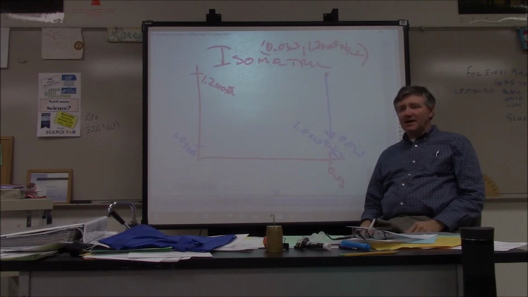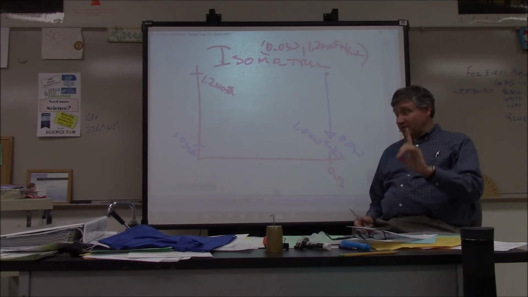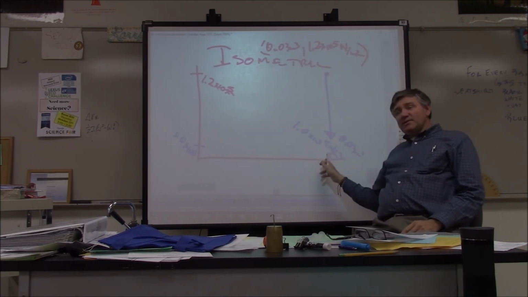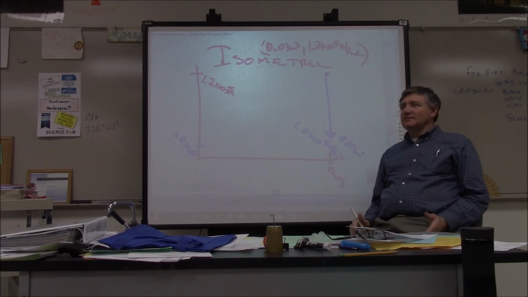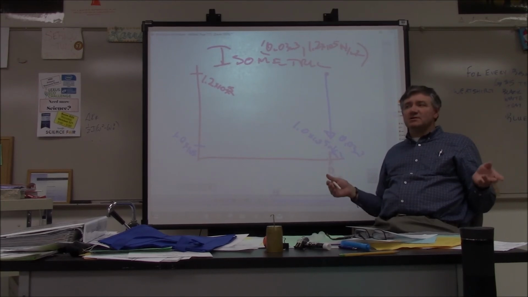0. Why? Zero slope. I'm not changing volume. And what's the area underneath the line? Nothing. There is no area to calculate. So, how much work is done?